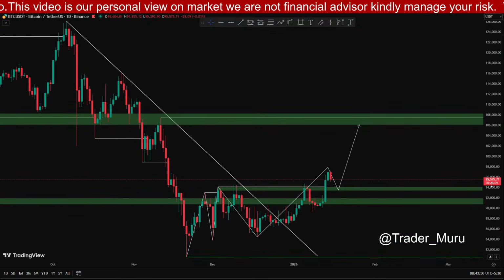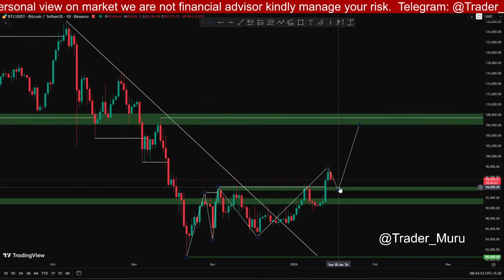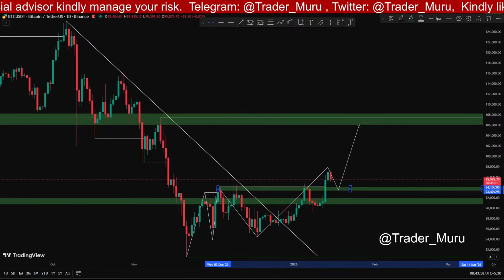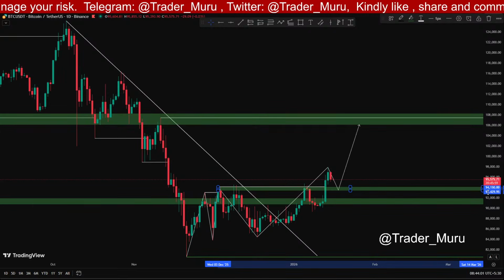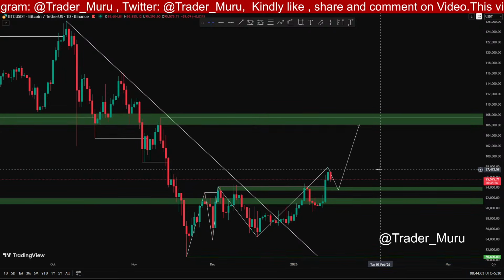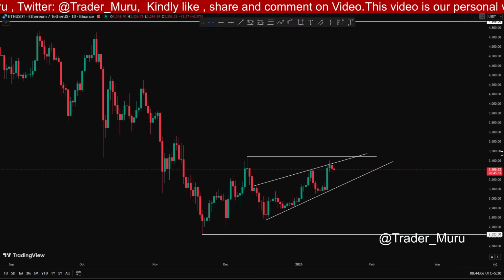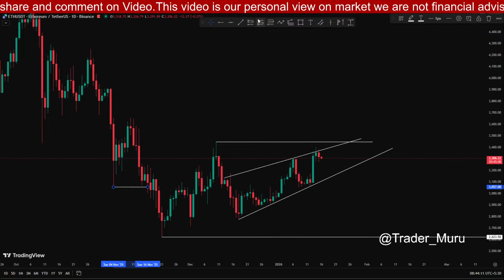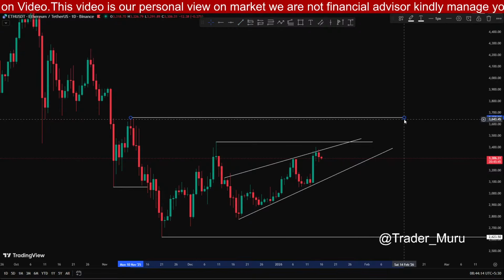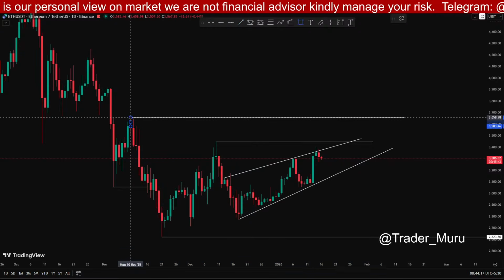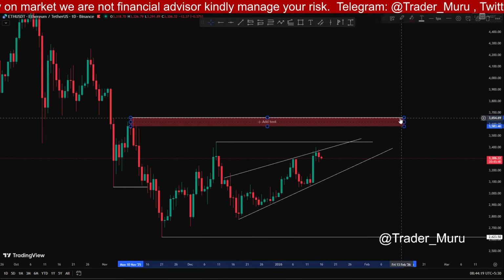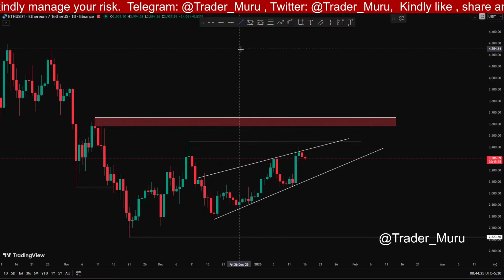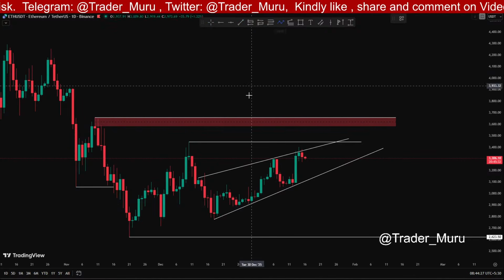Okay, so BTC is bullish. Watch for buy near 94,150 to 93,500. Same for Ethereum, but Ethereum doesn't have any change of character here, and this is your structural resistance. We can expect Ethereum to test this zone again, and we don't have a clear structure in Ethereum here.